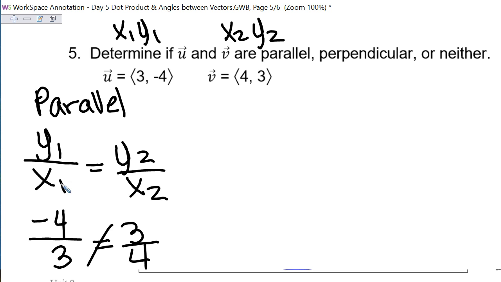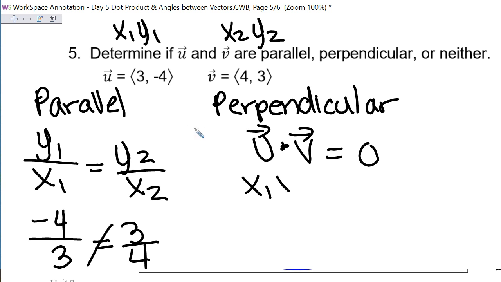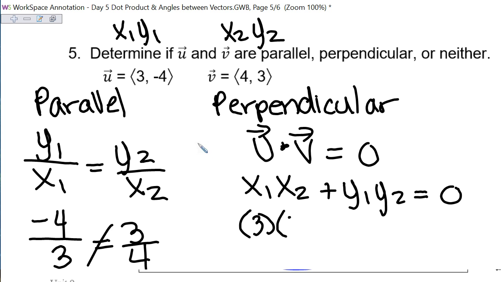So if they're not parallel, see if they are perpendicular. And two vectors are perpendicular if their dot product equals what? 0. And how do you find the dot product? x1 times x2 plus y1 times y2. So what do I put for x1 and x2? 3 and 4. It won't always be 3 and 4, that's incidental so far. And what do I put for y1 and y2? -4 and 3.